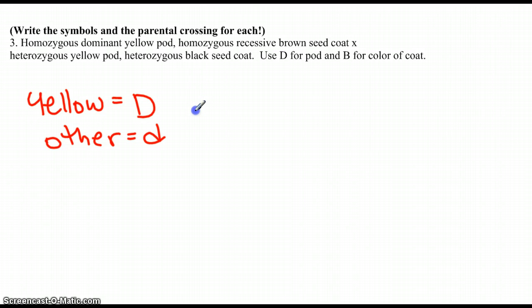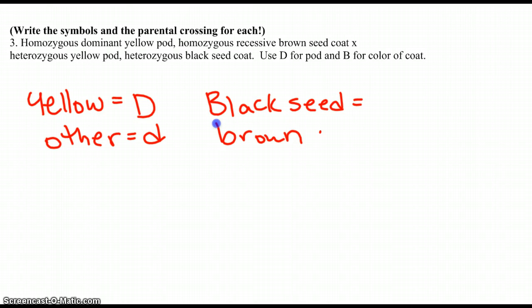which could be green. And then I have black, and I'm going to put C behind it so we can keep those colors straight. And then I've got brown. And that would be seed also. So capital B, lowercase b. Now let's write our parents.